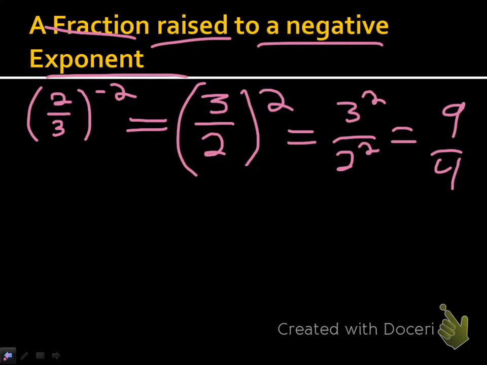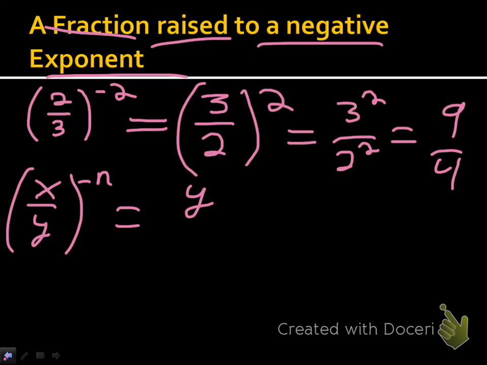So if I had, for instance, x over y to the negative n, this is actually the same as y over x to the positive n. Oops, that's a 2. Y over x to the positive n. And like I said, the proof to this is not terribly difficult, but it's not terribly important either. So we're just not going to spend time on explaining why. We're just going to use it.